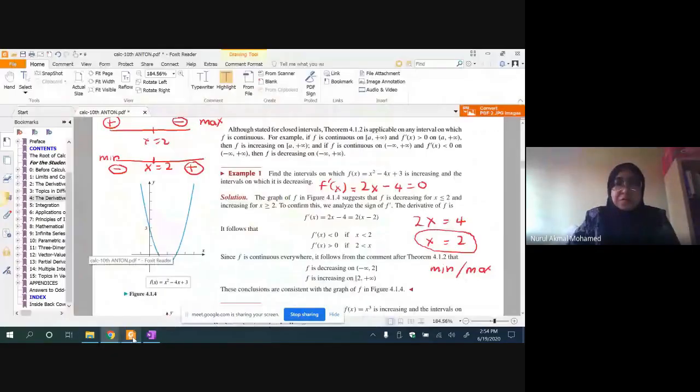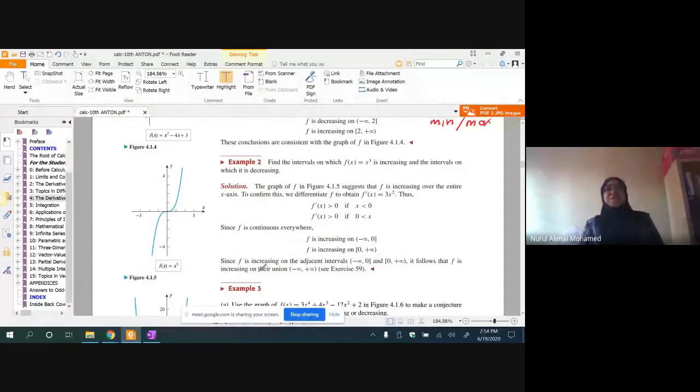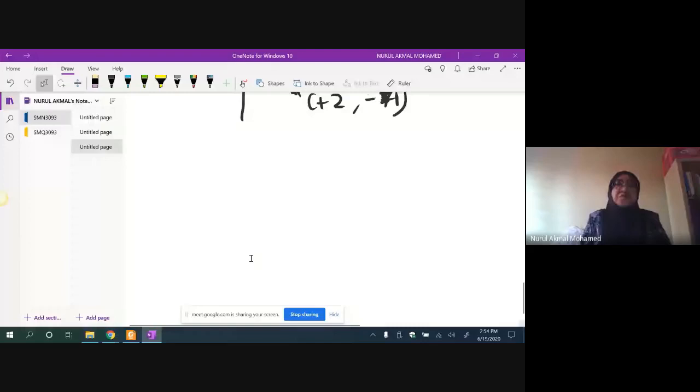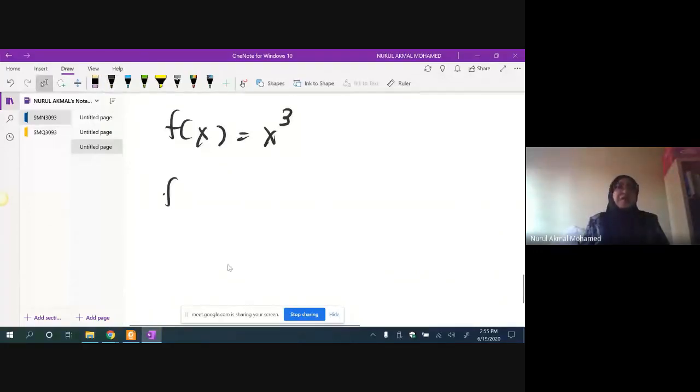Okay, let's go to the next example, which is example 2. Find the interval on which f(x) equal to x cubed is increasing and the interval on which it is decreasing. Okay, so for this example 2, your f(x) is equal to x cubed. Okay, so firstly, you have to find f prime. F prime of x is equal to 3x squared.